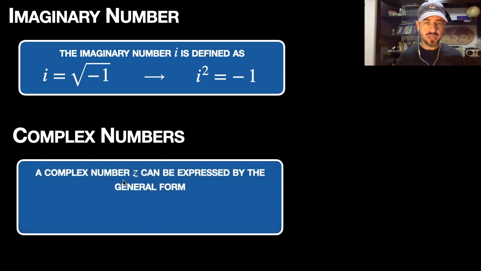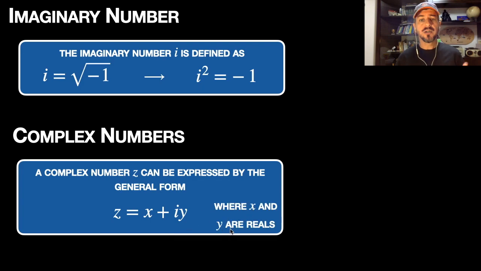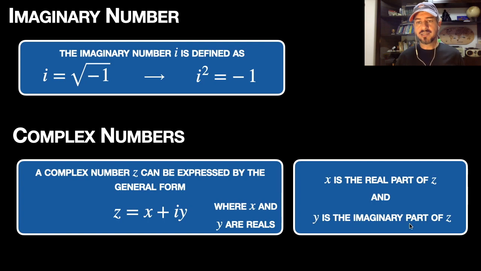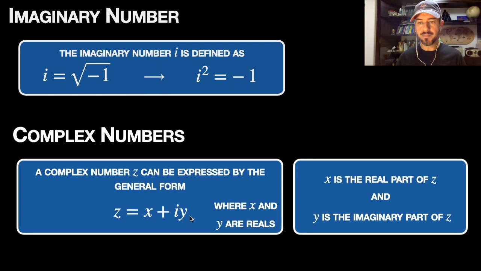So a complex number z can be expressed by the general form z being equal to x plus i multiplied by y, where x and y are reals. So x is the real part of z, and y is the imaginary part of z. So z has two parts, and this is the real number, and this is an imaginary number. But we call x the real part of z and y the imaginary part of z.